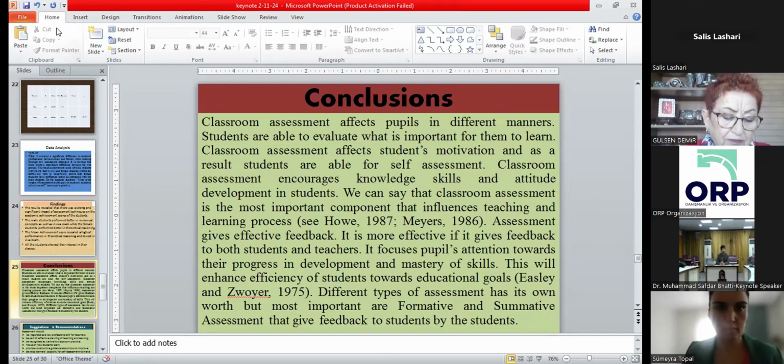And my conclusion is, classroom assessment affects people in different ways. Students are able to evaluate what is important for them, and classroom assessment affects students' motivation and results. Students are able to do self-assessment. So classroom assessment encourages knowledge, skill, and attitude development in the students. Different types of assessment have their own worth, but most important are formative and summative assessment, which give feedback to the students.